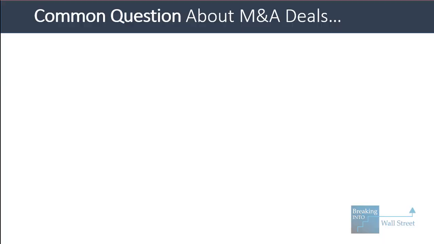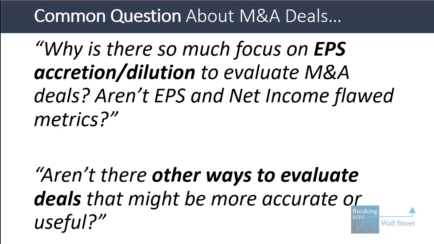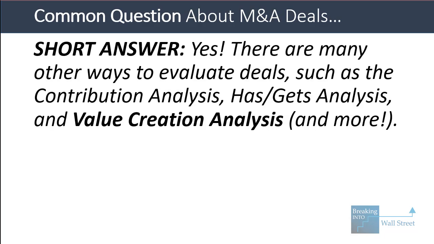So one common question we get about M&A deals is, why is there so much focus on EPS, earnings per share, accretion, dilution, to evaluate M&A deals? Aren't EPS and net income flawed metrics for reasons that you've explained previously? Aren't there other ways to evaluate deals that might be more accurate or useful? And the short answer to all this is yes, there are many other ways to evaluate M&A deals.